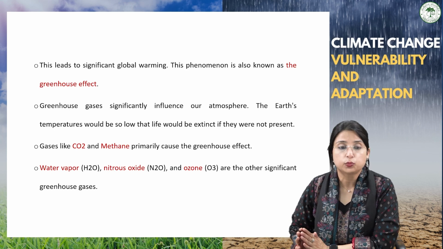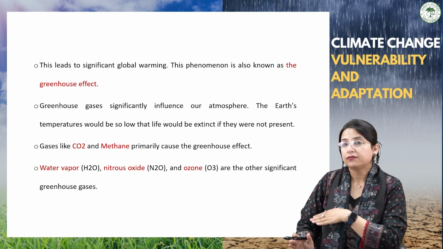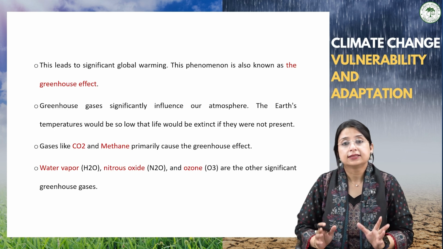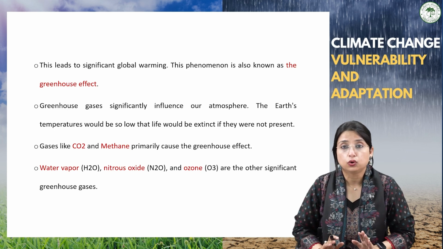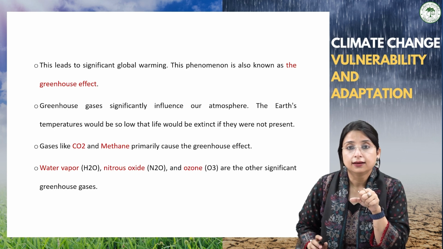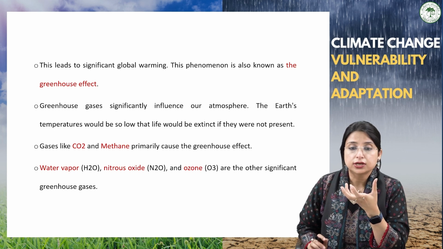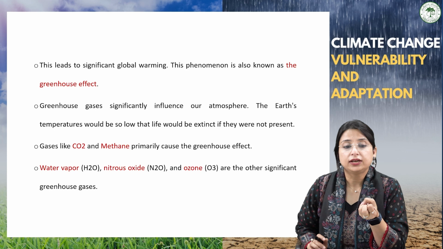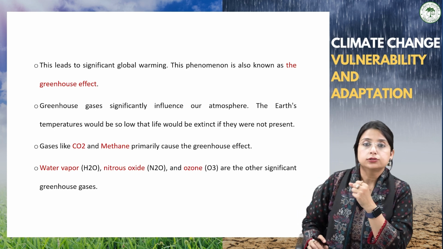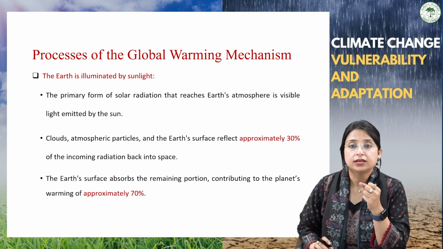Various repercussions will be seen. So, if there were no greenhouse gases, even life would not exist. The temperature would have been so low. Gases like carbon dioxide, methane, and oxides of nitrogen are the major greenhouse gases. Even water vapor and ozone are other significant greenhouse gases.